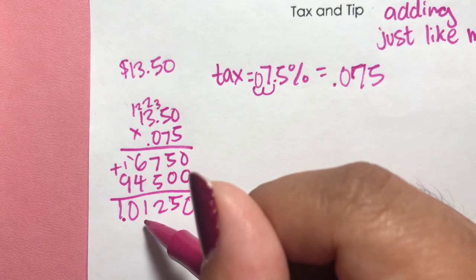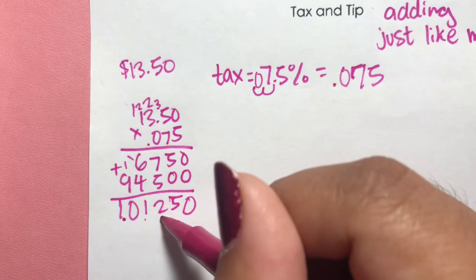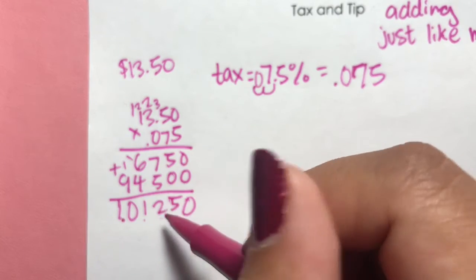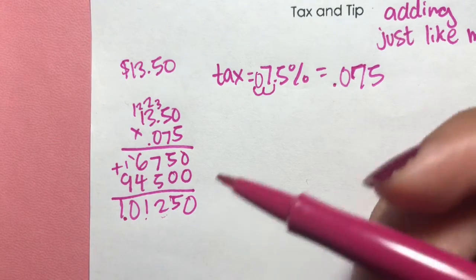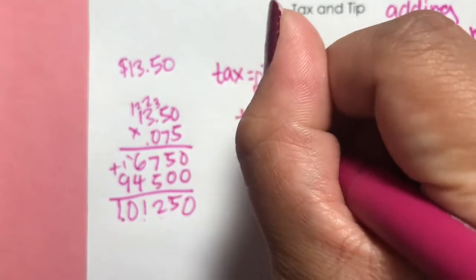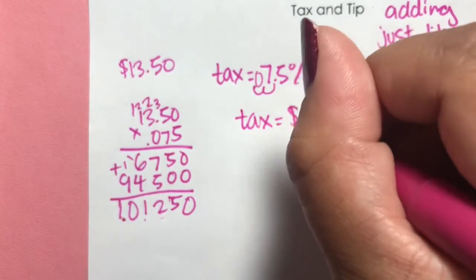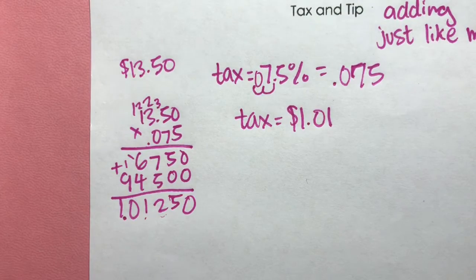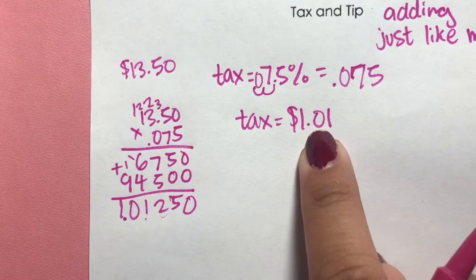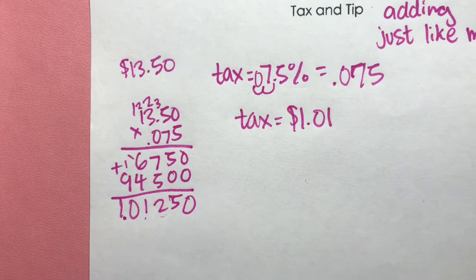So I see my hundredths place right here. Look over to the right. This number is below 5, so I don't need to round up. It's going to stay $1.01. So our tax equals $1.01. Okay, so now that's how much tax I'm going to be paying, but that's not how much I'm going to be paying for this meal with tax.